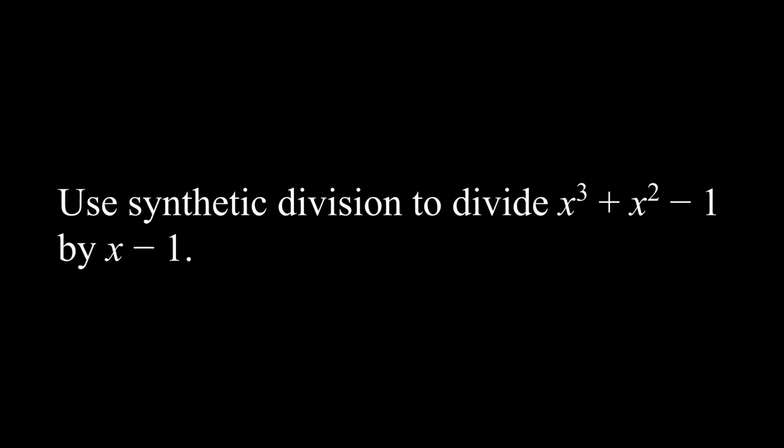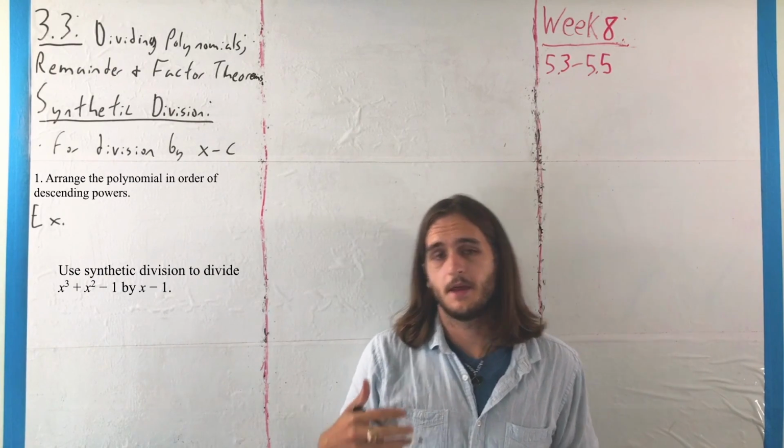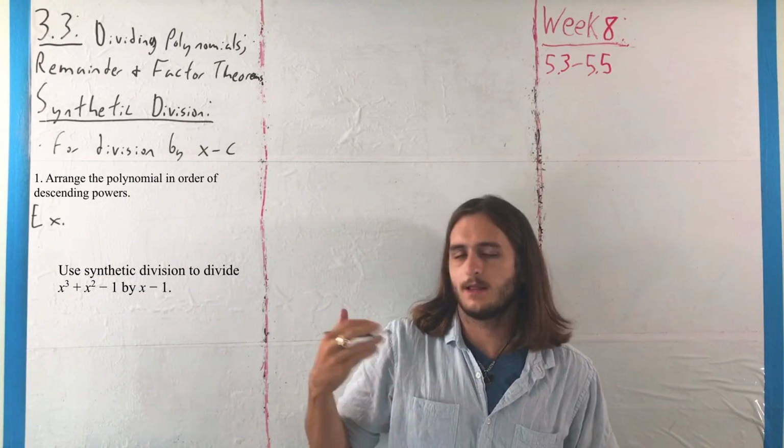So for this example, we want to use synthetic division to divide x cubed plus x squared minus 1 by x minus 1. So we're starting here with a division that we've already seen when we did that last example.